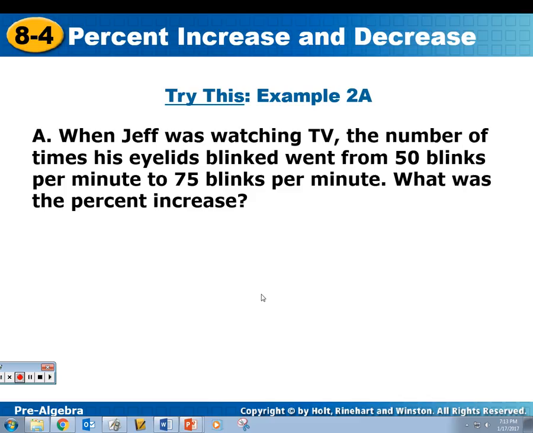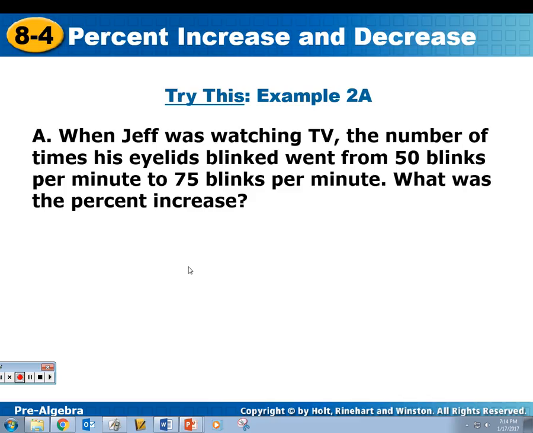Now, remember, there's a nice little formula, a nice algorithm that you can use. It's percent change: change from original to new, over original. I typically like to put whatever value is larger. Find that change that occurred, whether it was an increase or decrease, and what do you divide that by? You're dividing that by the original.